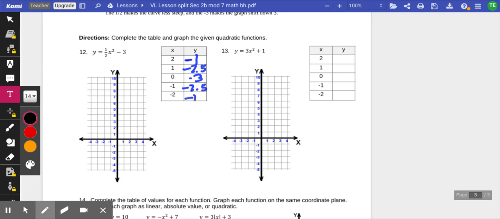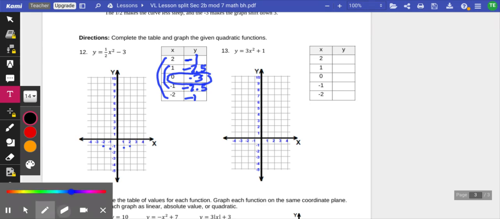Again, look, I see my symmetry. These are symmetrical. These are symmetrical. That means this is going to be my vertex, and it's dropped down -3. Plot your points. At 2, I'm at -1. I'm also at -1 at -2. At 1, I'm at -2.5. And at 0, I'm at -3.